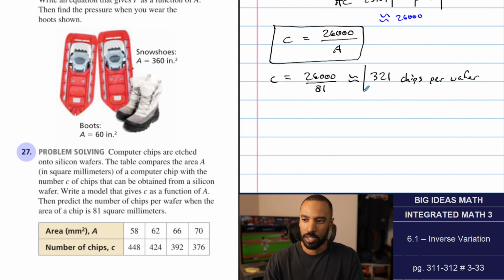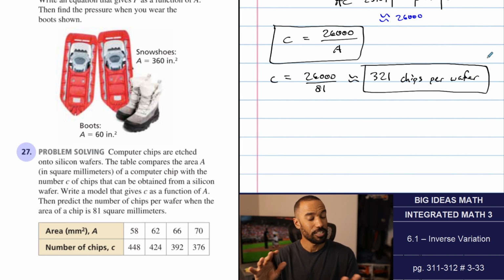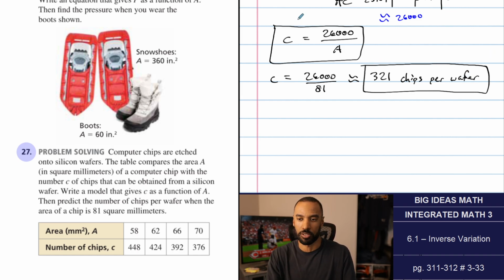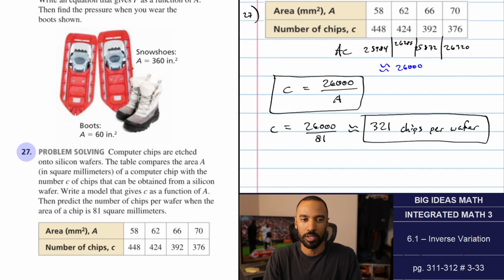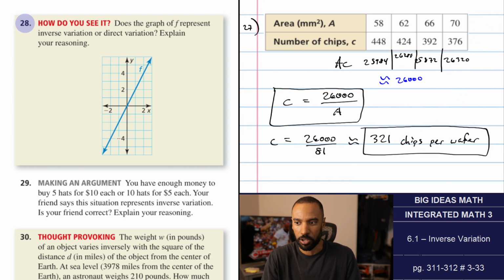I didn't do anything in computer engineering, really, so I'm not going to pretend like I know how that exactly looks. I know what computer chips look like, but I don't really know how wafers work. It does make sense that when you increase the area, you decrease the number of chips. This should also be the least amount compared to these other ones, right? I am increasing the area to 81. Now 321 is the smallest number of chips.